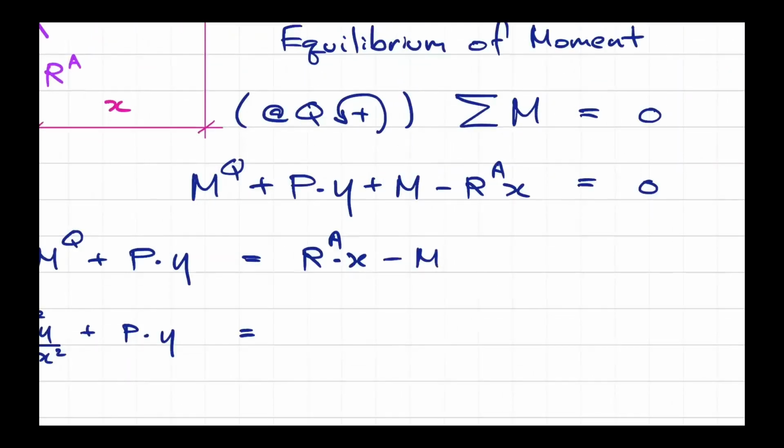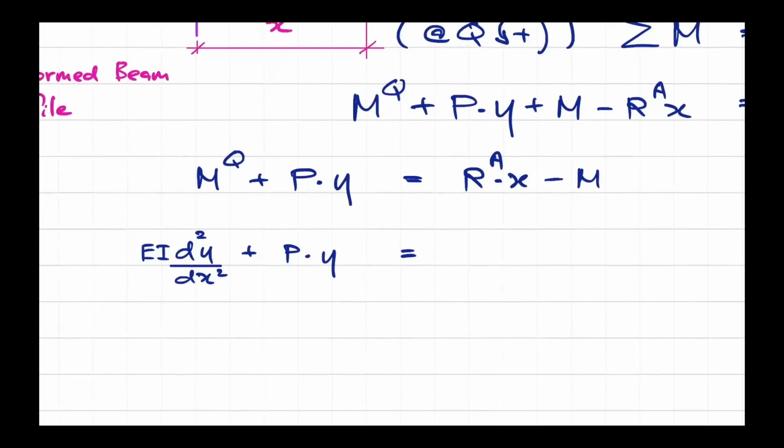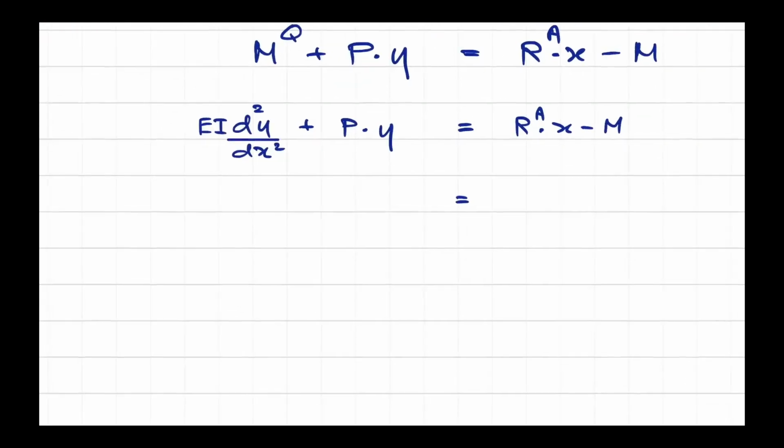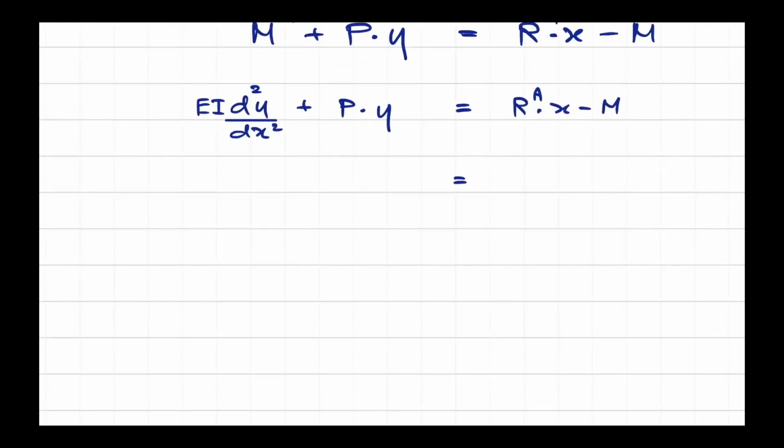Now come down to here, plus P times Y. Well, we bring everything which is not Y to that right hand side. So we have the RH X minus M. You copied this in the last class already, so don't worry, this is nothing new. I just repeat it quickly.